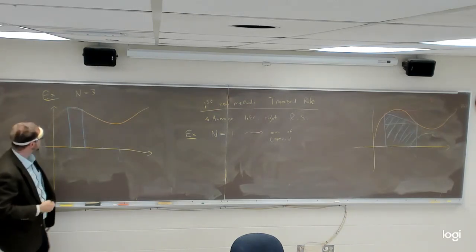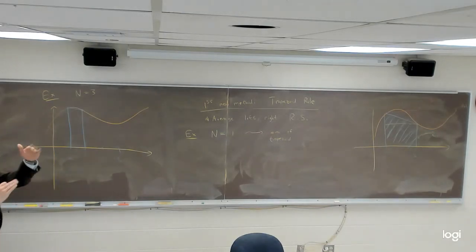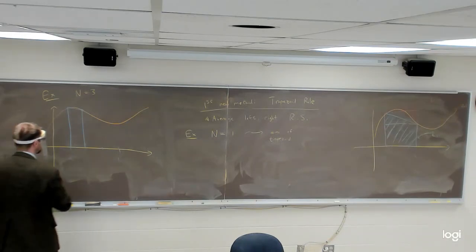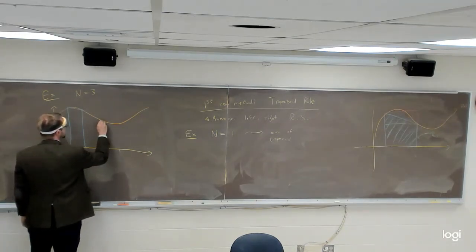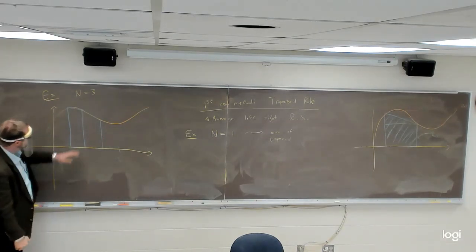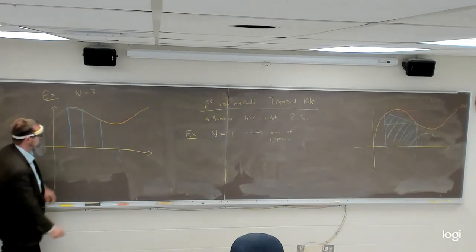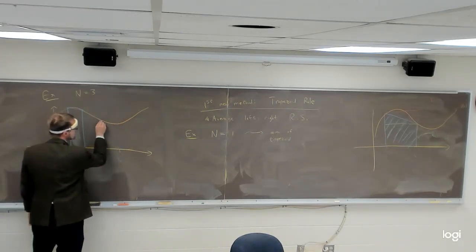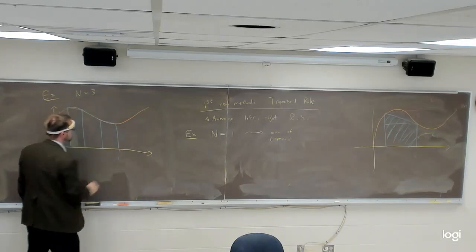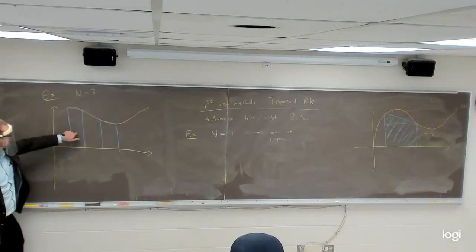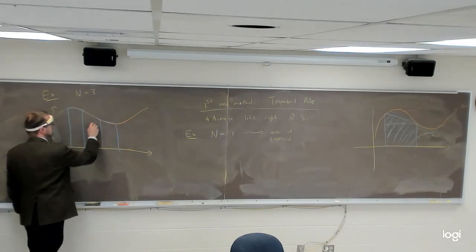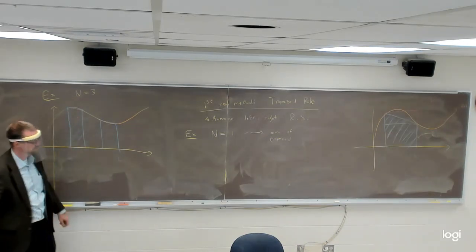So instead of using rectangles like a Riemann sum, I'm going to allow myself just a slanty linear top that includes both endpoints. On this interval, I'm estimating the area under the curve by the area of this trapezoid. And on this interval, by the area of this trapezoid. Add them all up. Here's my estimate for the interval.